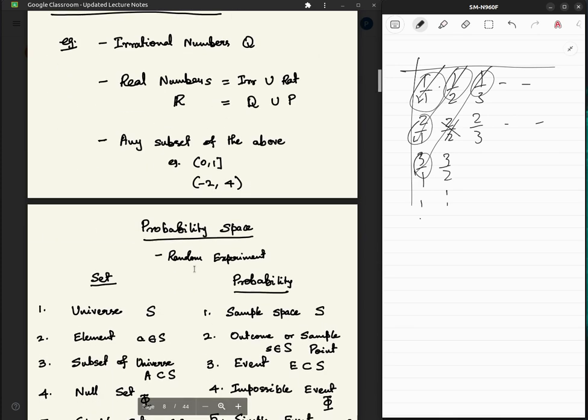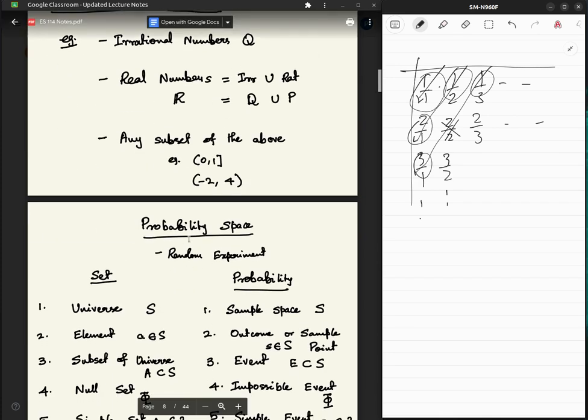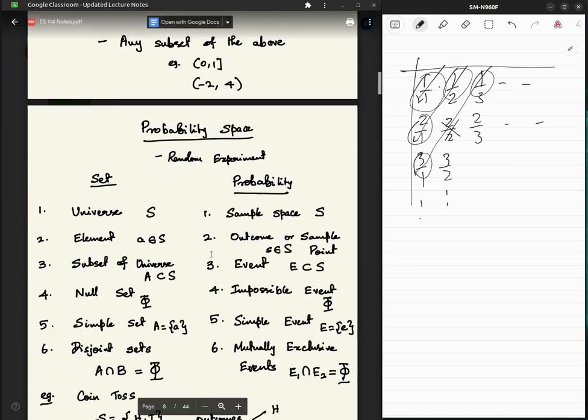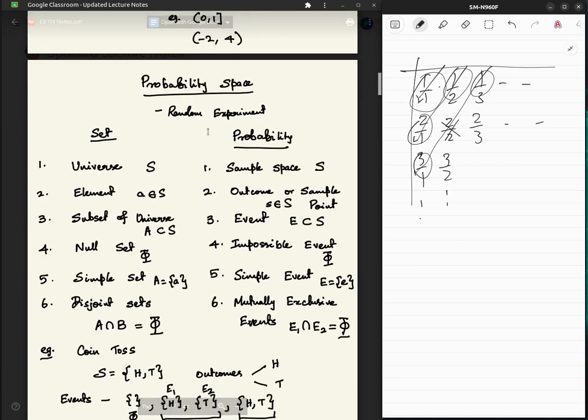Irrational numbers, real numbers, stuff, whatever. Okay, probability space. We changed from set to probability. Fine. Random experiment. So now we know all of this set stuff. You know about disjoint sets and okay, probability. So the universe S is now becoming the sample space S.